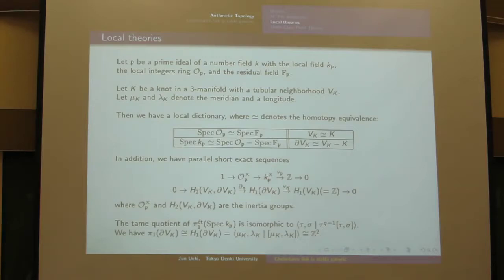Excuse me, can I ask a question? You are writing spectrum of F_p. F_p is a field. There are not very many prime ideals there. So it's a local theory. Just one prime and just one knot.